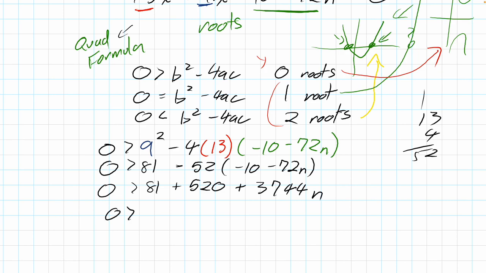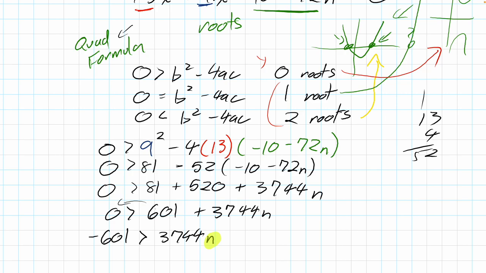Let's get our like terms together here. We got 81 plus that. 81 plus that will give us 601. So 601 plus this huge coefficient of n. I'm going to move this to the other side. And it turns out if I move this to the other side here, we get negative 601 greater than 3,744 n. I'm still trying to isolate for n.